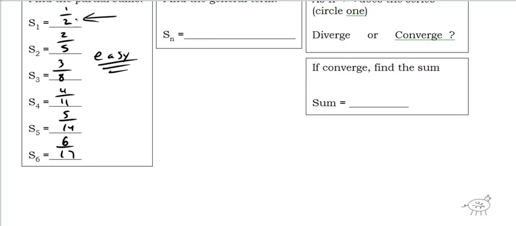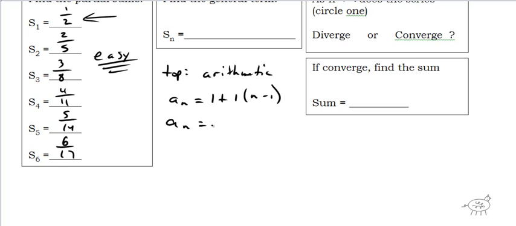So if you look at it, do you guys recognize the top of this, the 1/2, the 2/5, 3/8, and so on? Isn't the top arithmetic? So if I look at the top, it's arithmetic. So you're going to say a sub n equals a sub 1 plus d, which is 1 times n minus 1. Right, if you guys remember that equation. So we get a sub n equals, if you simplify that, you just get n.